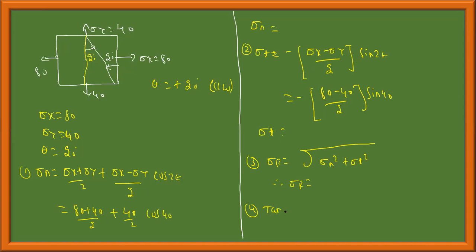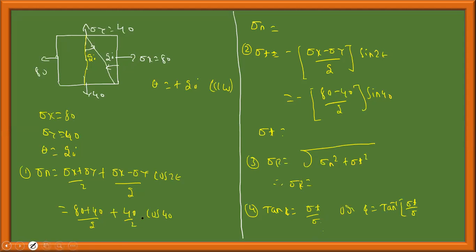Tan phi is equal to sigma t by sigma n, or phi is equal to tan inverse of sigma t by sigma n. Tell me what is phi. Tell me what is sigma n.